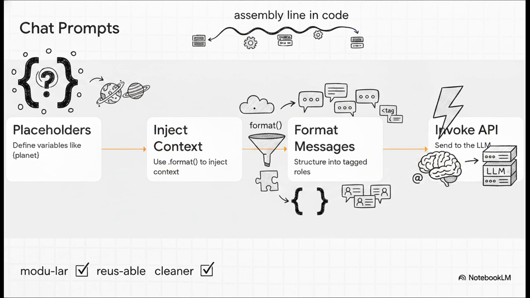Think of this as your code's assembly line. First, you define your placeholders, like, say, asking, how many Earths fit inside that specific planet? Next, you inject your dynamic context using a .format method to replace that placeholder with, let's say, Jupiter. Then, the template automatically structures this into properly tagged chat messages, and finally, you can confidently invoke your model. It's modular, it's reusable, and man, it's just so much cleaner than raw strings.